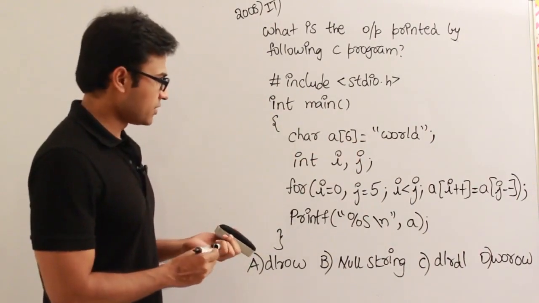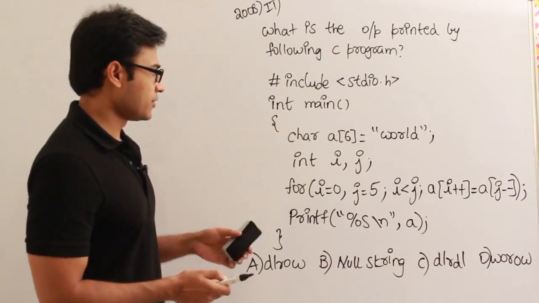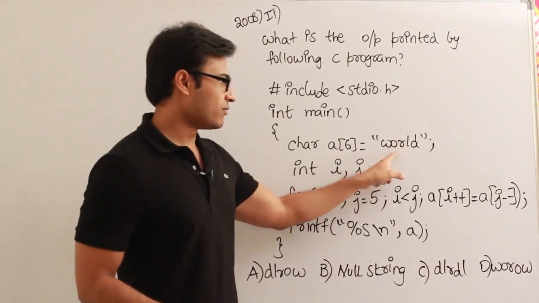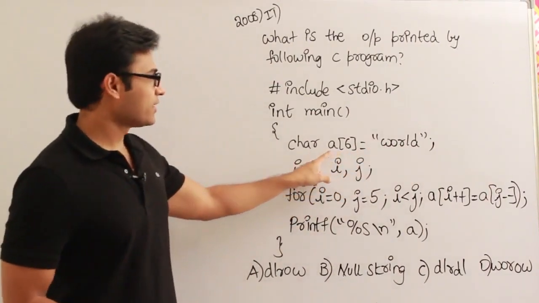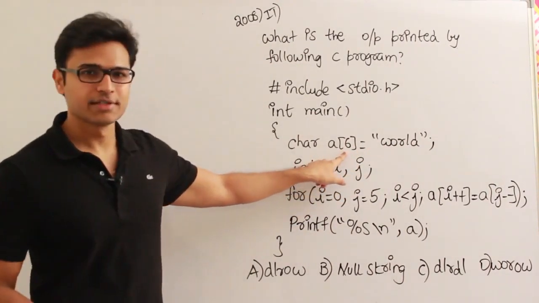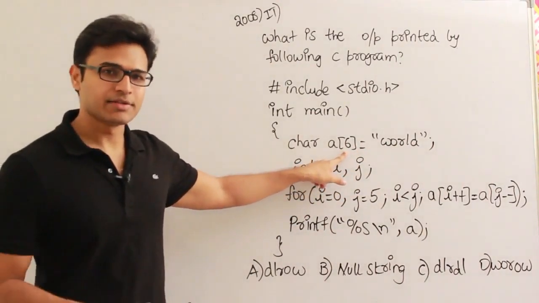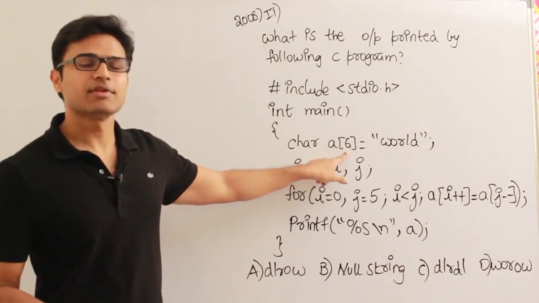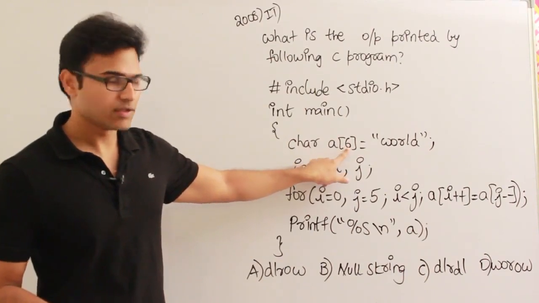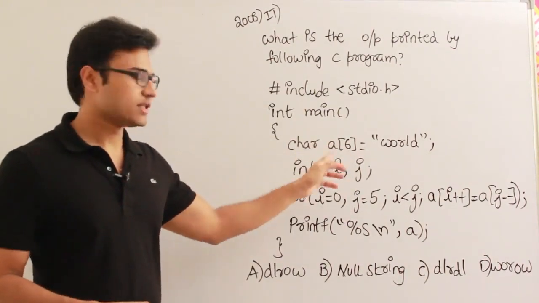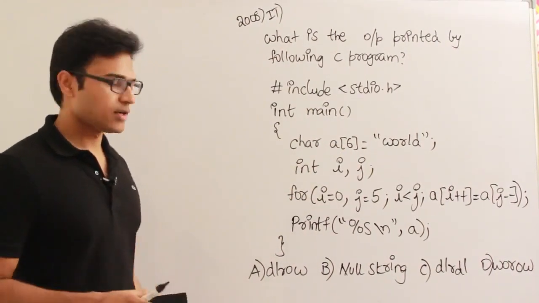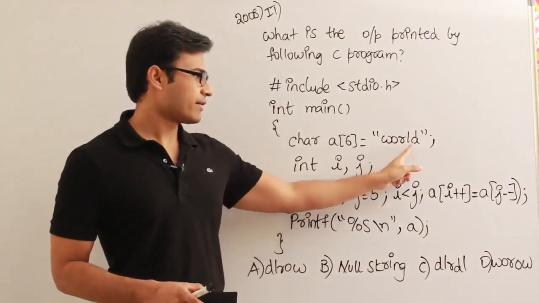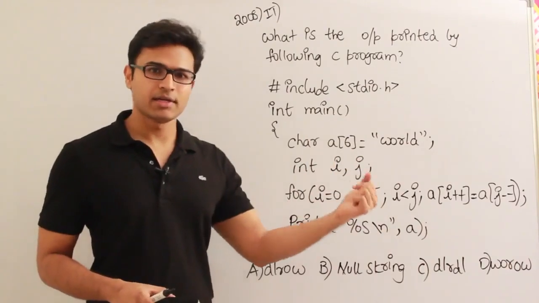One thing you should observe here is that "world" has 5 characters: 1, 2, 3, 4, 5. Why do you think they have declared the array to be a[6]? Because at the end there has to be a null character, isn't it? And even if you don't specify the 6 and leave the brackets empty, the compiler will count the number of characters and add 1 and create the array.